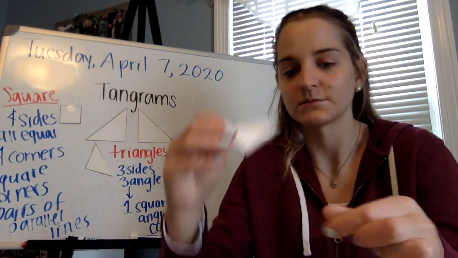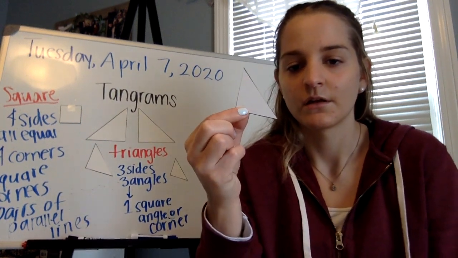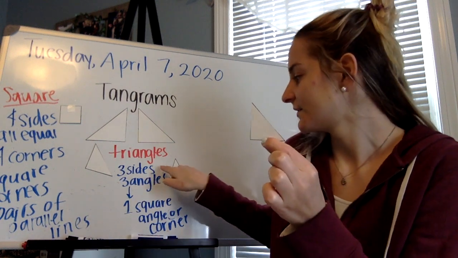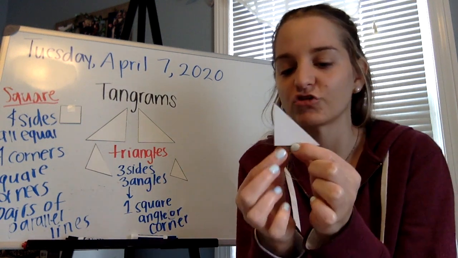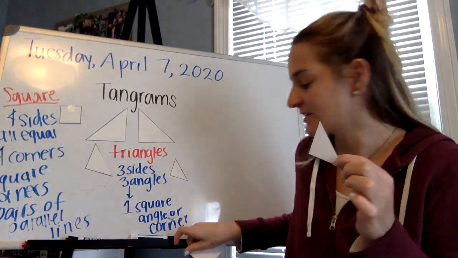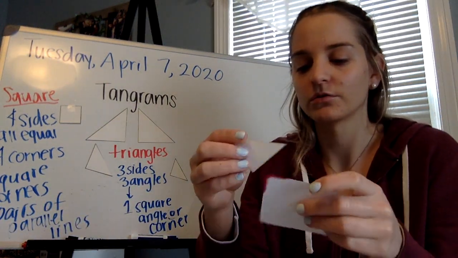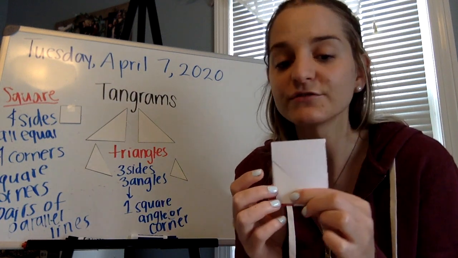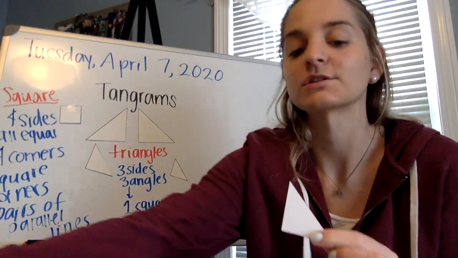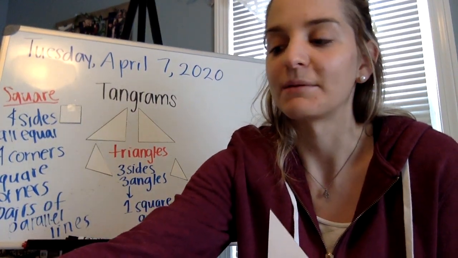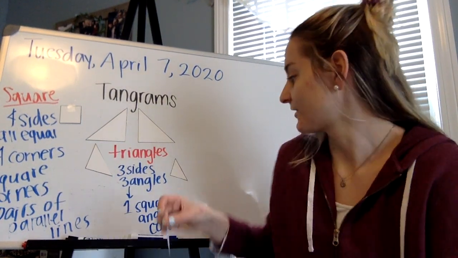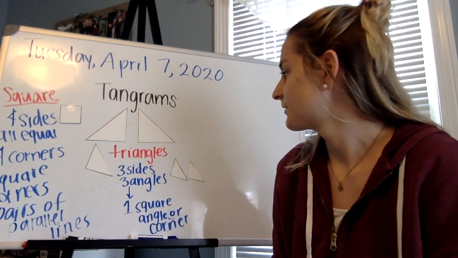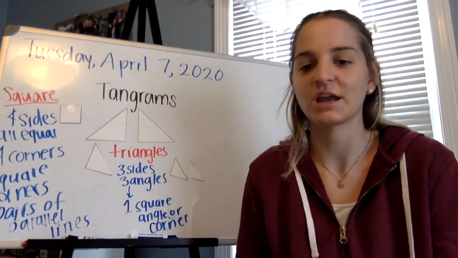Let's talk about this one since we've already talked about these. This has 3 sides, right? 3 angles, so we know it is a triangle. Let's just double check, make sure it does have that 1 square corner, and it does. Remember, a triangle doesn't have to have a square angle or a square corner. We are just describing the triangles that we have in this tangram. So this one I'm going to put next to it because it's the same size. And let's look at our last shape.